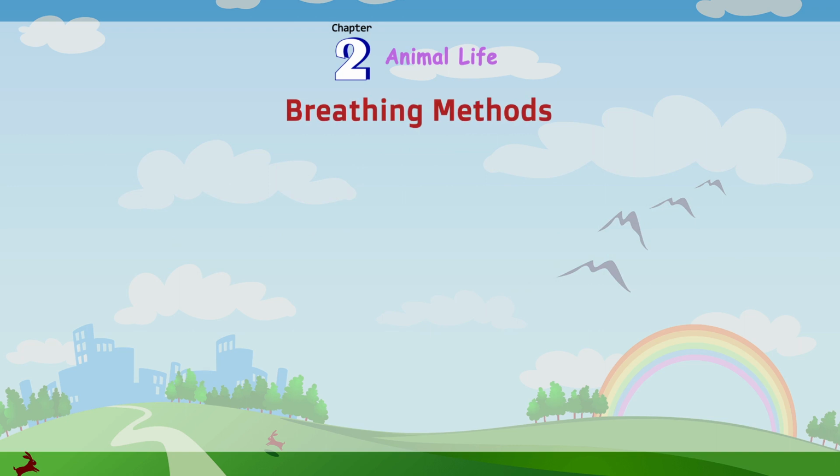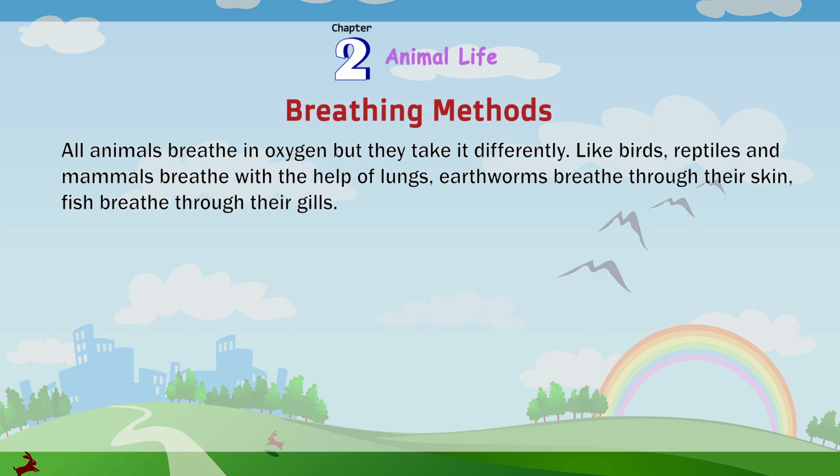Breathing methods. All animals breathe in oxygen, but they take it differently. Birds, reptiles, and mammals breathe with the help of lungs. Earthworms breathe through their skin. Fish breathe through their gills.